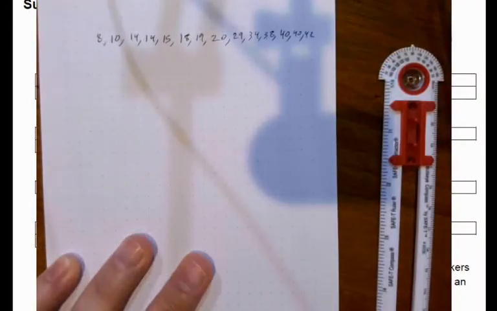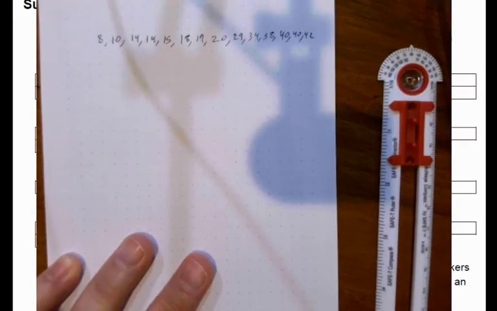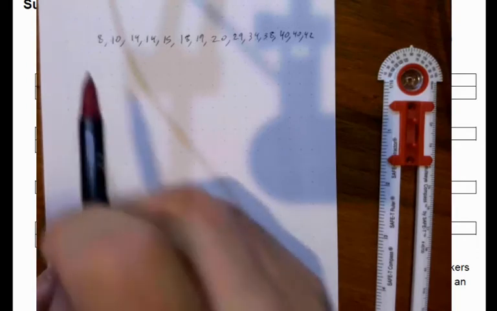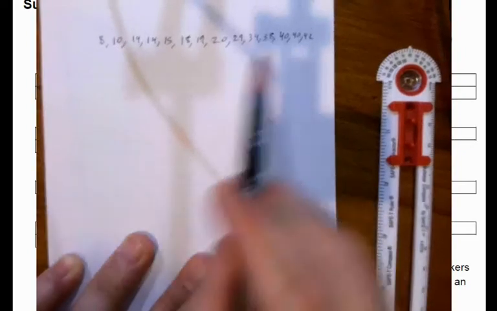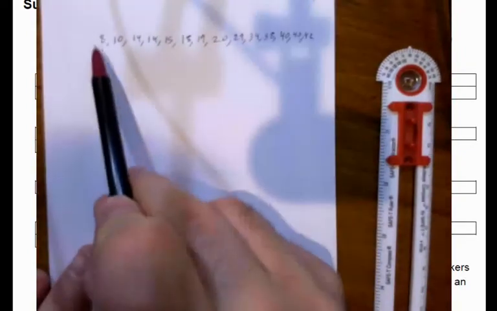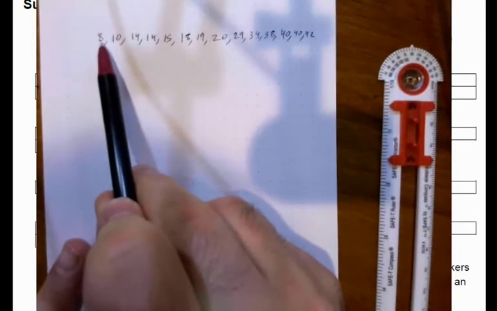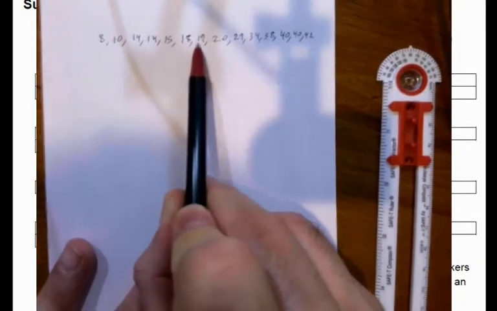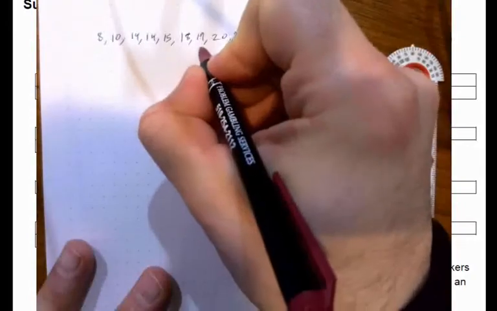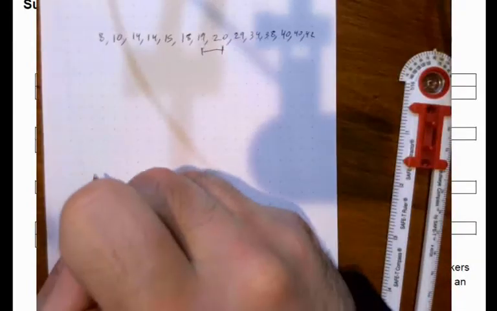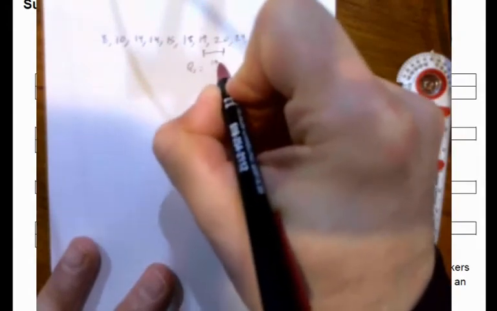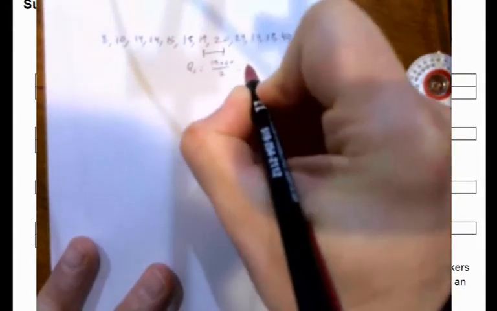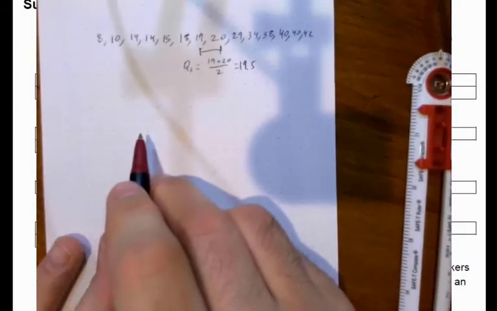Did I miss any? 1, 2, 3, 4, 5, 6, 7, 8, 9, 10, 11, 12, 13, 14 numbers. So I've got all 14. So the middle will be 7 and 8. Here is where we would find our median. So Q2 is equal to 19 plus 20 divided by 2, or 19.5. So that's my Q2 value.